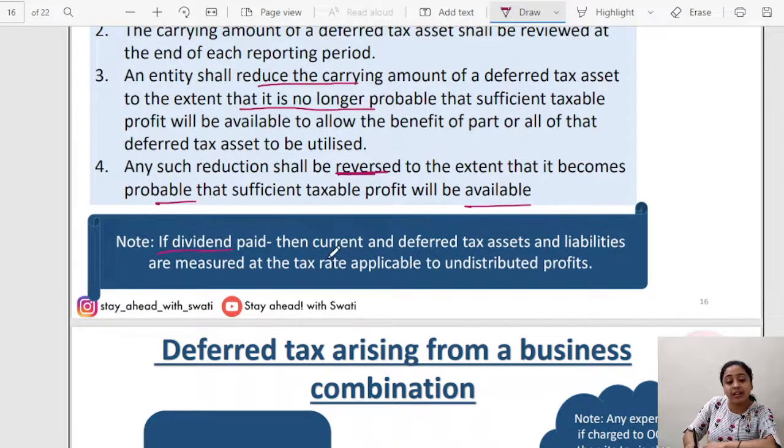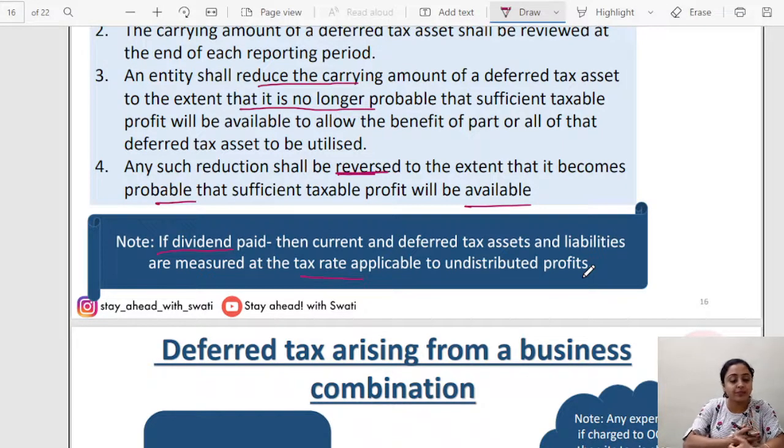If dividends are paid, then current tax and deferred tax assets and liabilities are measured at the tax rate applicable to undistributed profits. If dividends are announced, they should be taxed at the rate applicable to other incomes and expenses. You should not record separate dividend taxes. But if it is finally paid, and there is any change, then that change will be recognized, and if an excess has been recognized, it will be reversed.